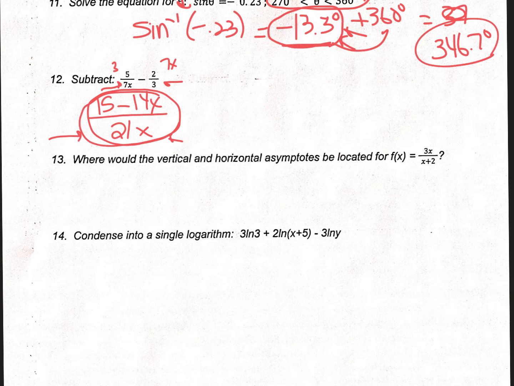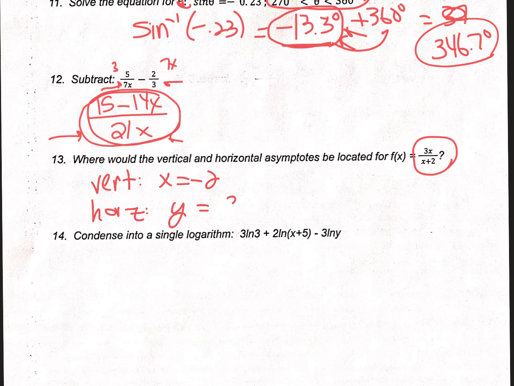13, what would the vertical and horizontal asymptotes be? Vertical, remember, vertical asymptote is whatever makes the bottom 0. So I'm going to say x equals negative 2 because that makes the denominator 0. Horizontal, we got the 3 rules. Remember, if the degree is bigger on the top, there's not one. If the degrees are the same, you do leading over leading, which, by the way, that's what this is. They're both x to the first power. So I'm going to do leading over leading, which is 3 over 1, which is just 3. That's all you do there.